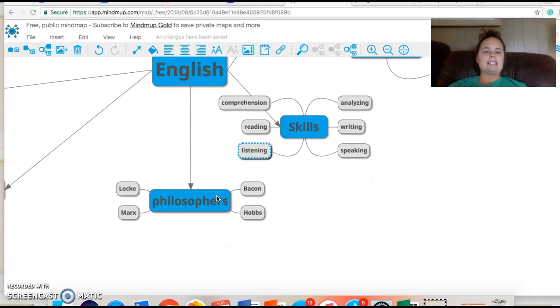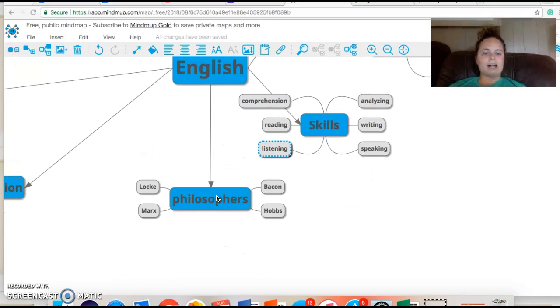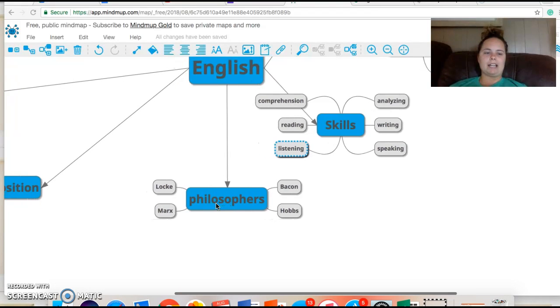And then lastly, down here at the bottom, I have philosophers: Locke, Marx, Bacon, and Hobbes. And I will say this is probably the weakest area of English studies for me specifically. I don't know a lot about English studies or philosophy, so I hope that through this class I can learn more, but these are some of the big players. When I look this up, I recognize those names.